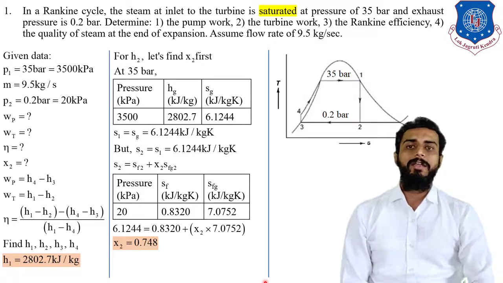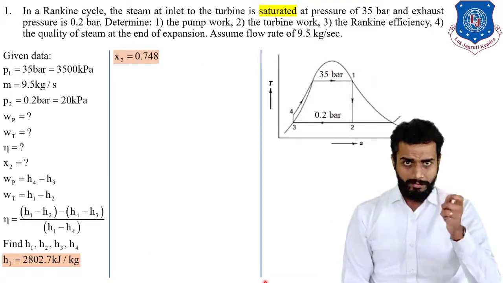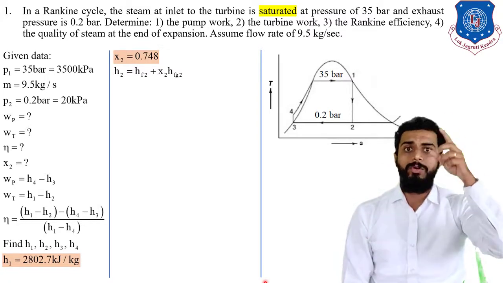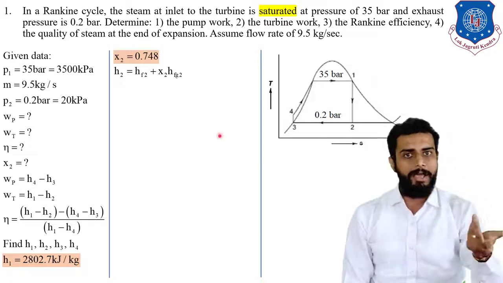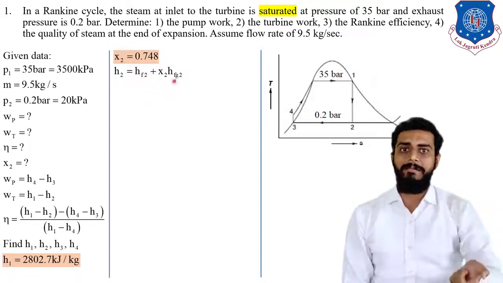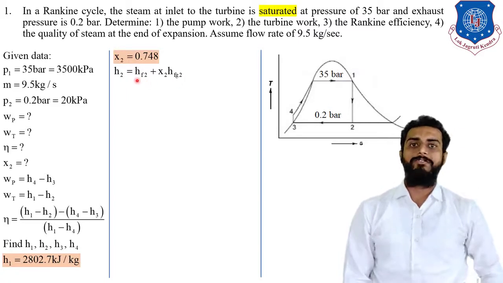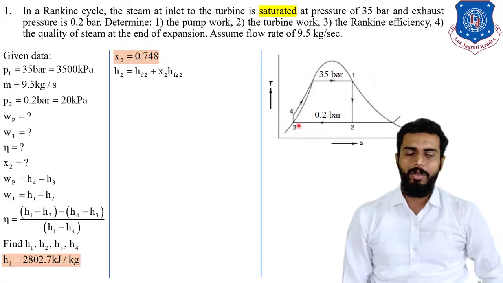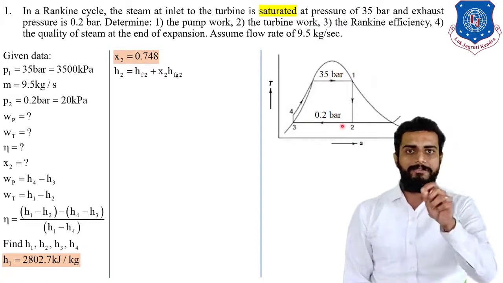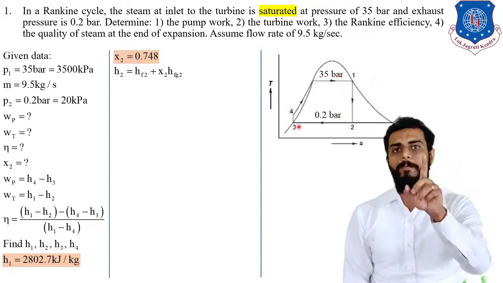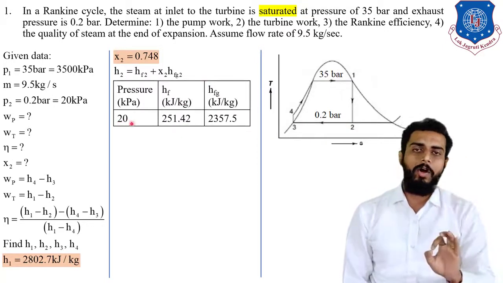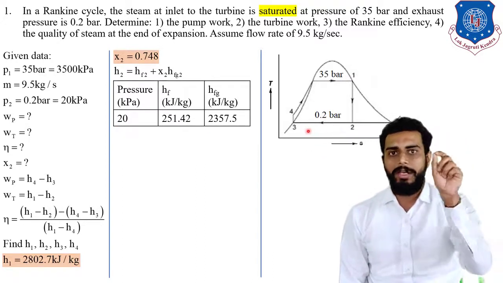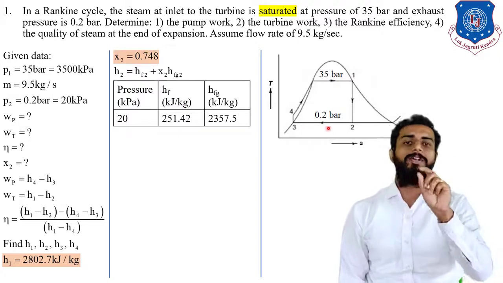Now we will move further. From X2, what we will do? We will find out H2. Now for H2, we will need HF2 and HFG2 and X2. X2 we already have. Now HF2 and HFG2. Now tell me at which pressure you will find out HF2 and HFG2. Just pause the video and think for a second. Obviously, for HF2 and HFG2, you will use the pressure 0.2 bar. Okay, students? Because point number 2 is located or is taking place at the pressure of 0.2 bar.